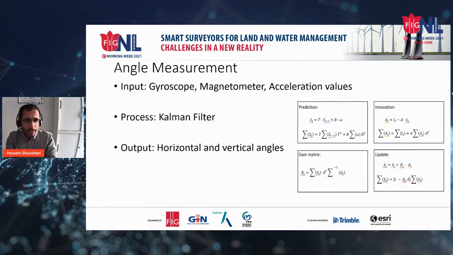Here we can see the methodology behind the angle measurements. The input was gyroscope, magnetometer, and acceleration sensor values. The process used a simple Kalman filter. We used the gyroscope values in the model equation and the acceleration and magnetometer values as observations. The output is then the horizontal and vertical angle, depending on the predefined axis.